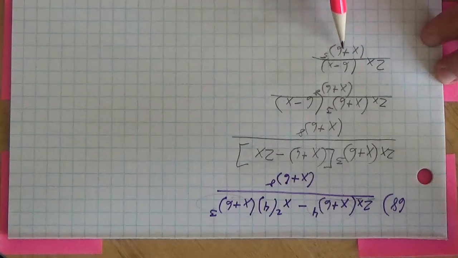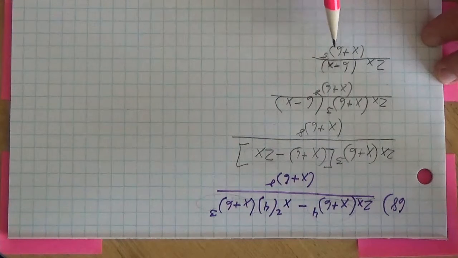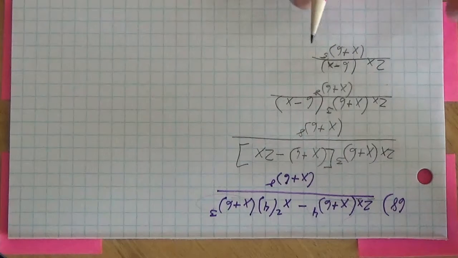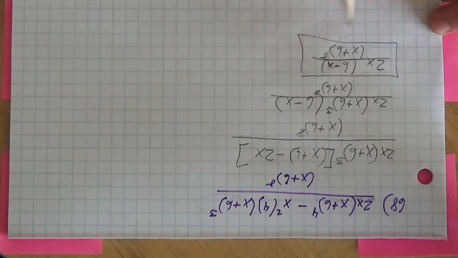It's tempting to do something with that, but this is 6 minus x. And if this had been x minus 6, then you could have canceled one of them and let it be a negative. But we don't have that, so this is as good as it gets.